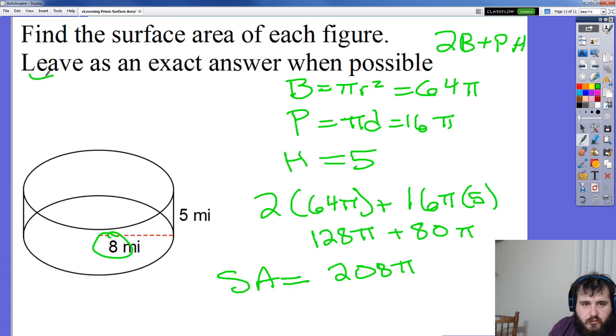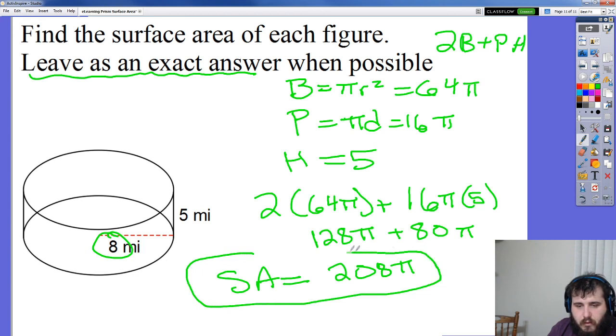And notice the directions: leave as an exact answer when possible. This is an exact answer. Leave it this way. That's fine.